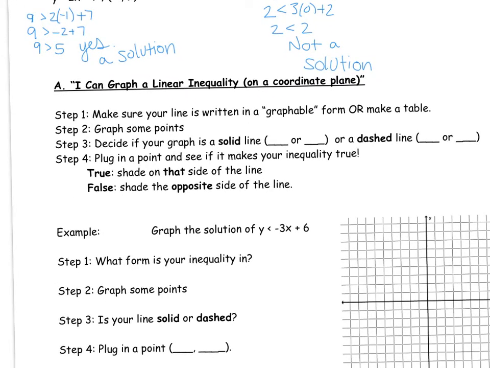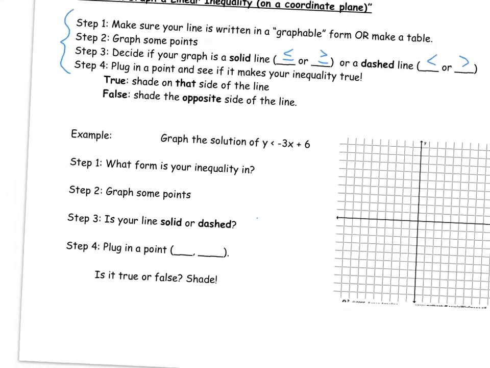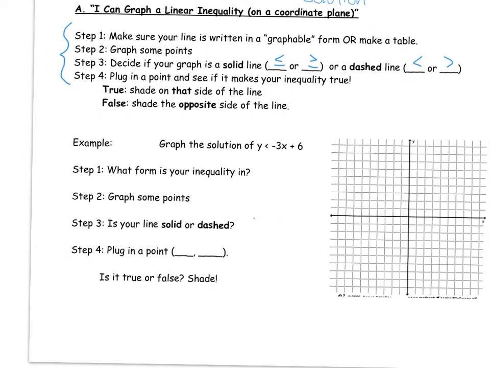So here are all the steps to graphing a linear inequality. Make sure your line is written in a graphable form or make a table. Graph some points. Decide if your graph is a solid line, for less than or equal to or greater than or equal to, or a dashed line, for less than or greater than. It's kind of like open circle, closed circle. Plug in a point to see if it makes your inequality true. True, shade that side of the line. False, shade the opposite side. Now graph the solution.